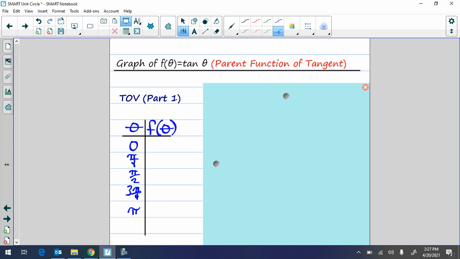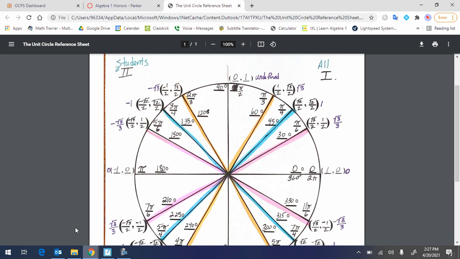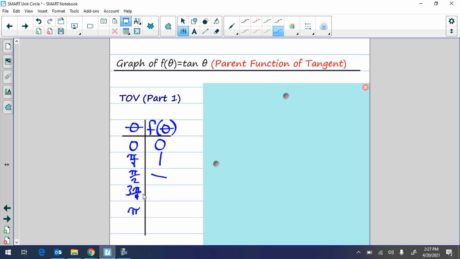At 0, it's going to be 0. At pi over 4, it's going to be 1. And at pi over 2, I'm going to put a little line. That means undefined. Then as I continue around, at 3 pi over 4, it's -1. And at pi, it's 0. That's not a negative, it's a line, which means undefined. Okay. So that's our first little piece.